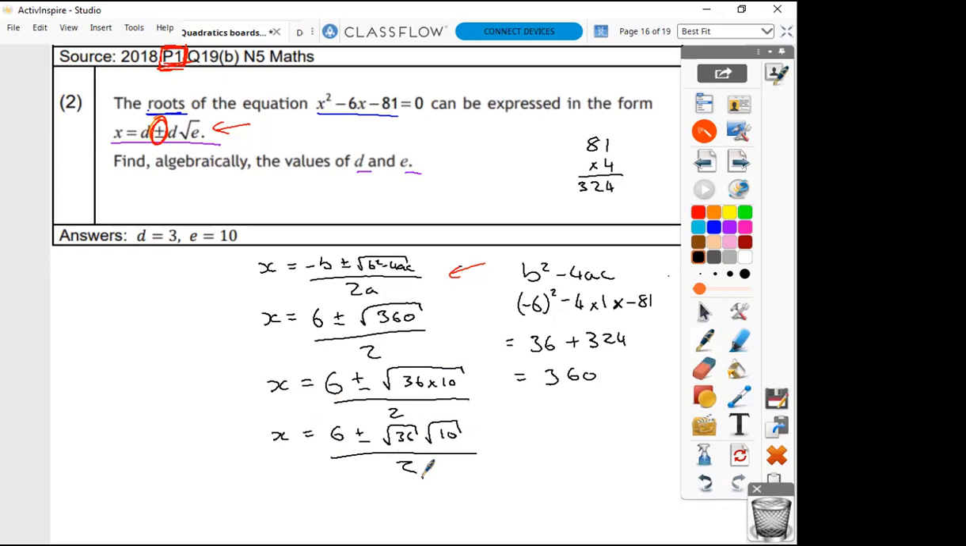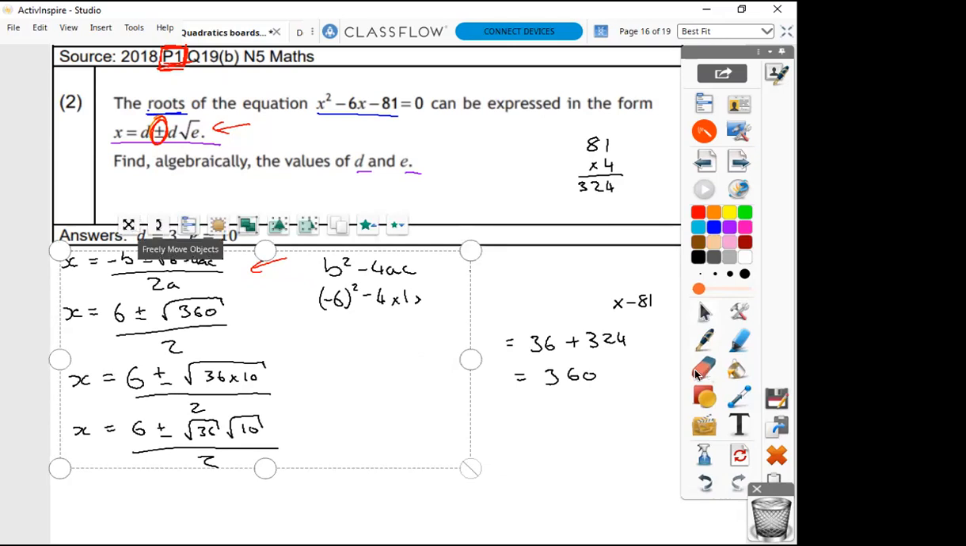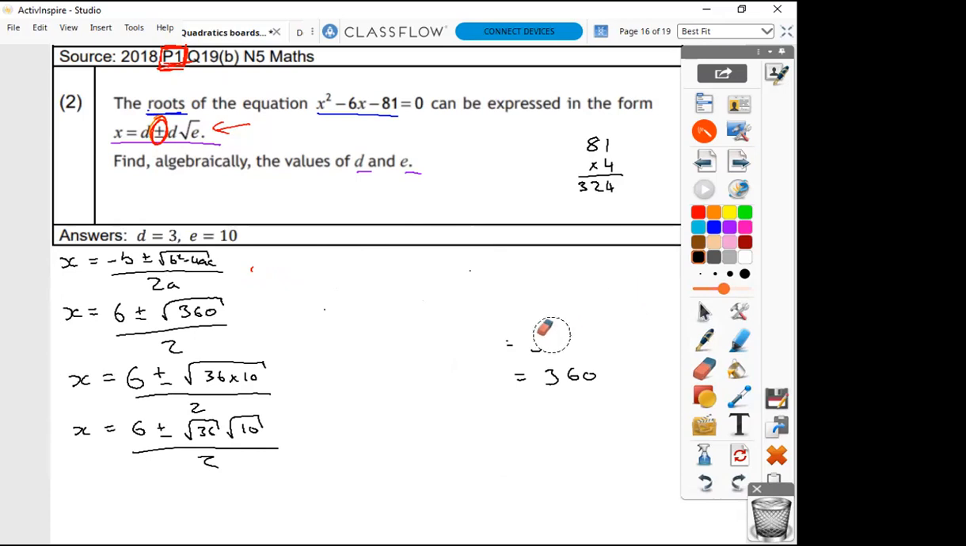I need some more space. Now that root 36 simplifies down. Root 36 is 6 times 6, so that root 36 can become a whole number. x equals 6 plus or minus 6 root 10, all over 2.